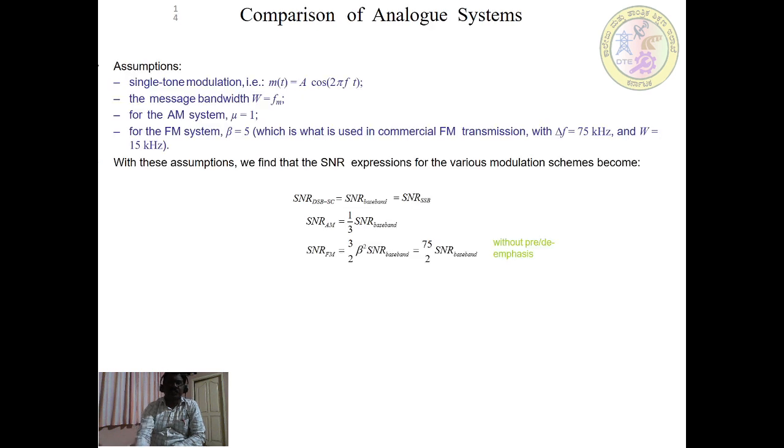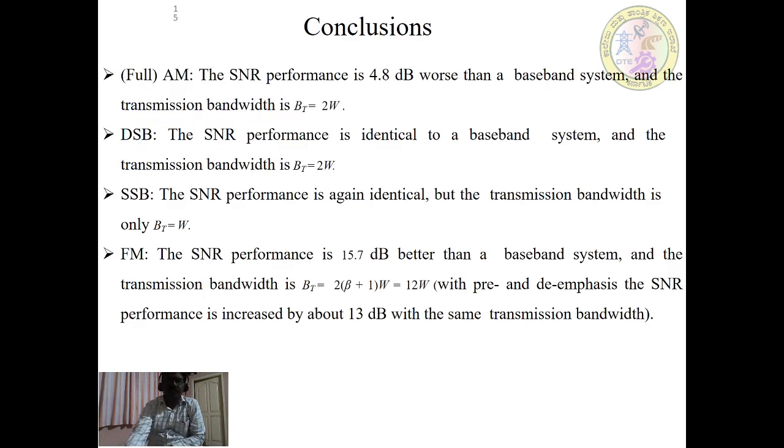Now a comparison of analog systems. The assumptions are single tone modulation, m(t) equal to Ac cos 2 pi fc t, and message bandwidth W equal to fm. For the AM system, mu is equal to 1, and for the FM system, beta is 5. This is just a comparison. And the conclusions: for full AM, the signal to noise ratio performance is 4.8 dB worse than the baseband system, and the transmission bandwidth is BT equal to 2W.